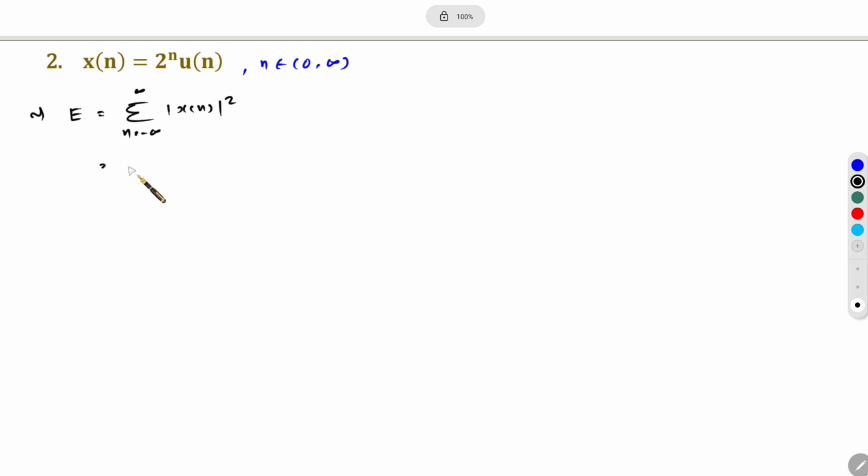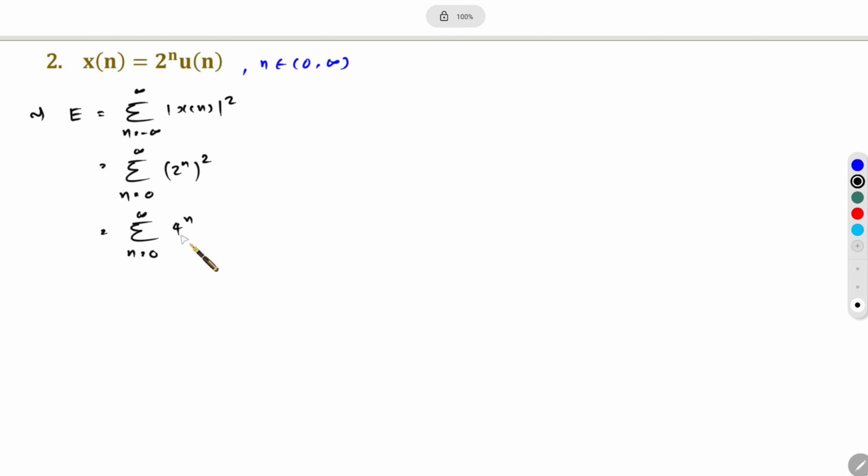Now here let us apply x[n]. So here we have u[n], means range is there from 0 to infinity. So small n is ranging from 0 to infinity and the value is 2^n, and here we have the square of it. So if you further simplify this, then here we have square, means we have 4^n.